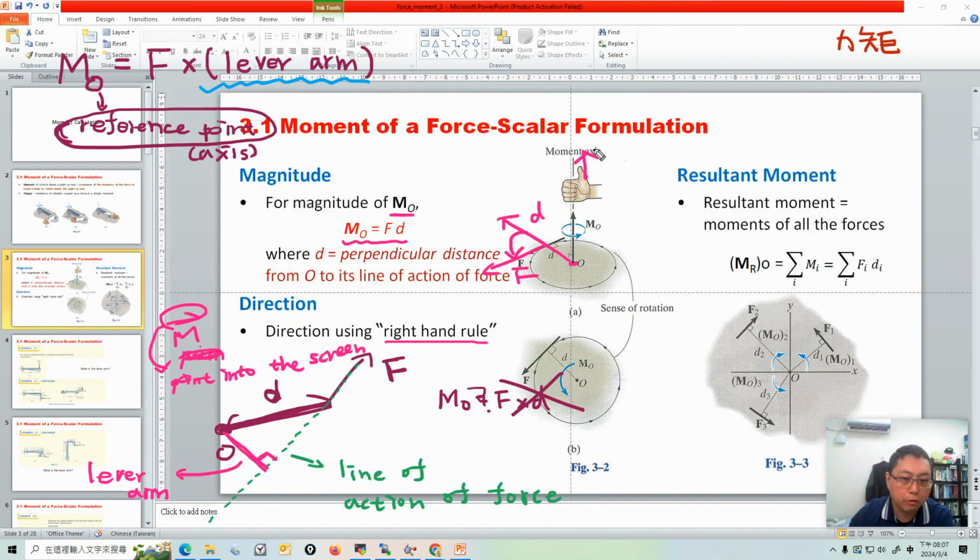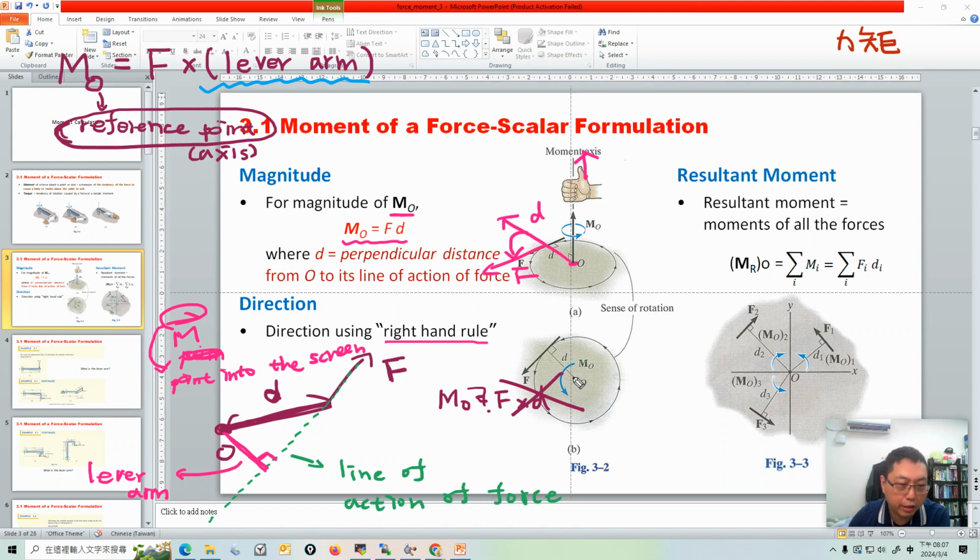So even in a 2D system you still get a moment vector. This just gives you a magnitude, but for the direction of the moment you need to use the right hand rule to judge where it points. We will talk about this later. D cross F points up from the screen.